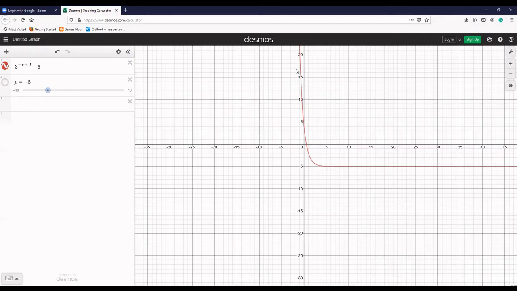Now, for boundedness, we can tell that this is bounded below because nothing can go below this point. There's a boundary here. All values must be above y equals -5. This boundary we're going to call a horizontal asymptote and is the only one in this equation.